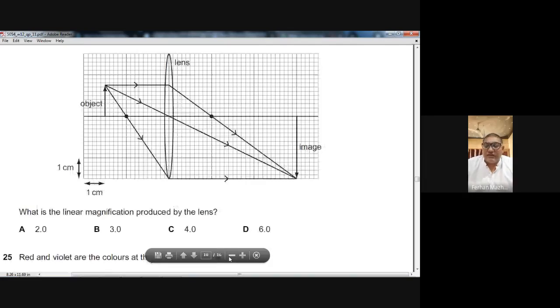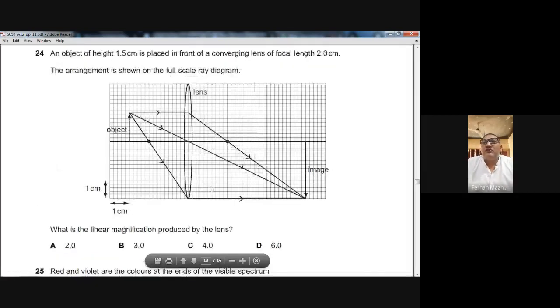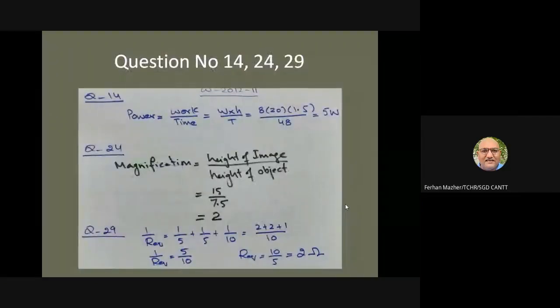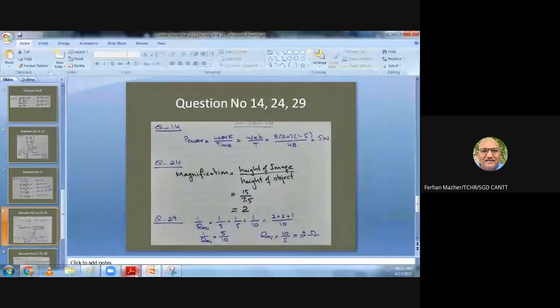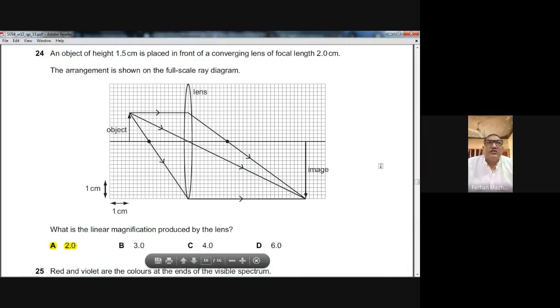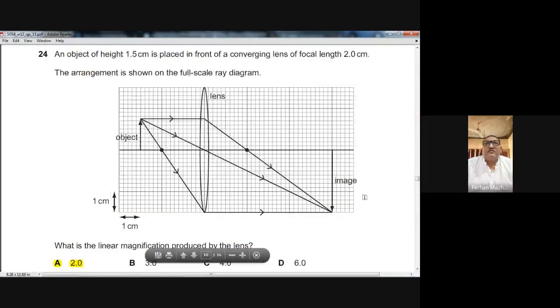Let me show you my work. I've done this. Okay, so magnification is equal to the height of image divided by the height of object. So 15 divided by 7.5. So the magnification will be 2. So the linear magnification will be 2. So A is the option. Question number 24, A is the right option, sir.